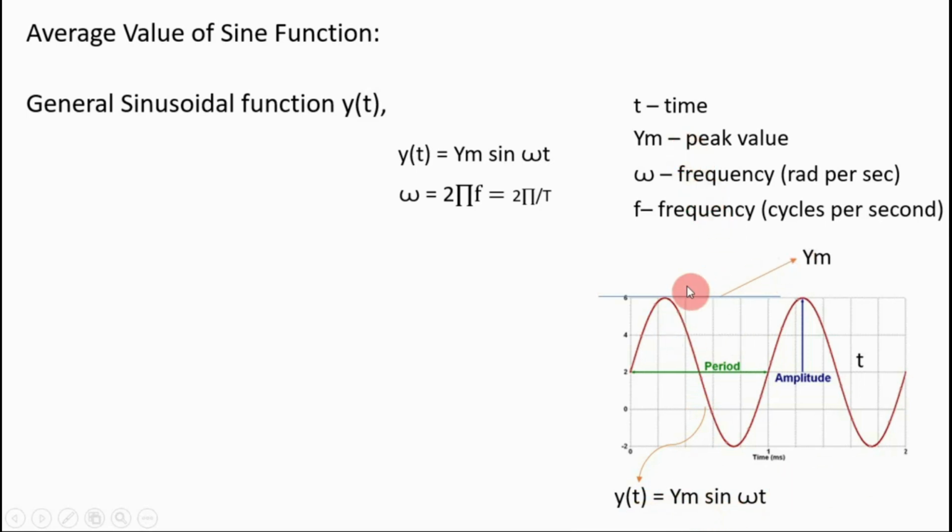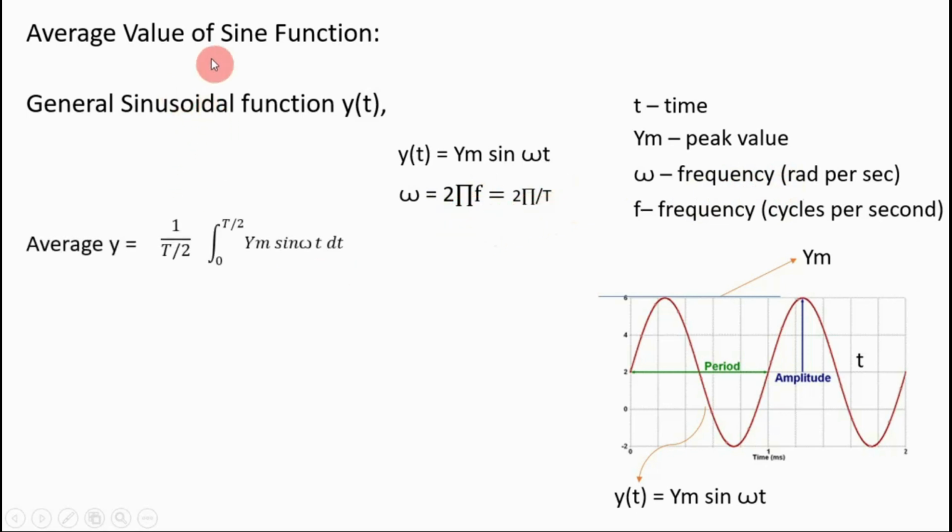So we represent this signal into this equation. Ym here is actually the peak value. It is the peak point here. And omega is the frequency in radians per second. And f is the frequency also in cycles per second. And t is for the time. So this is the equation: y of t is equal to ym sine omega t. So again, omega is actually 2 pi f in cycles per second, but in radians per second, that is omega. So your f here can be substituted by 1 over T. So when you multiply 1 over T to 2 pi, it becomes 2 pi over T.